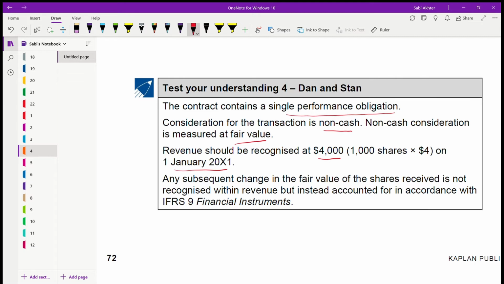What about the later date, 31st December 2001? Any subsequent change in the fair value of the shares received, from 4 to 5, is not recognized within revenue. Where will it be accounted for instead? IFRS 9. So when we go through IFRS 9, you need to come back here to understand the impact, because a part of revenue we have in IFRS 9 also. But instead the increase in fair value is accounted for in accordance with IFRS 9.